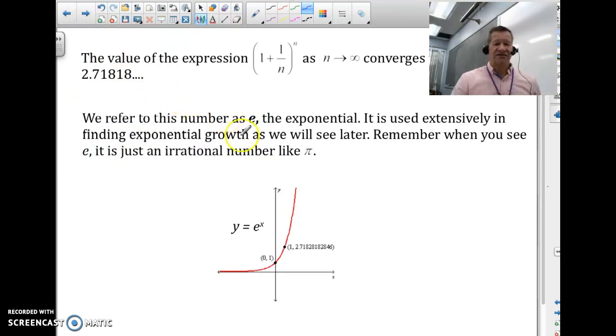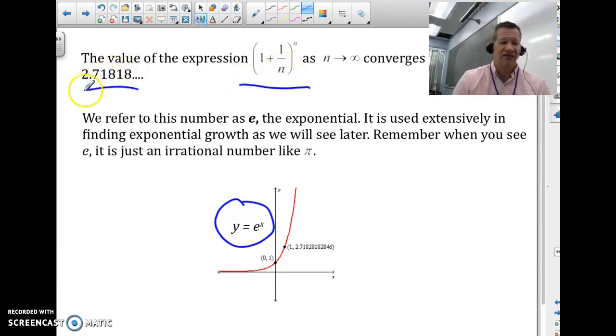Now, the only difference with these problems is now we're going to graph y equals e to the x. And I'm going to explain this better in class, this whole idea of what e is. E is approximately 2.718 and so on.